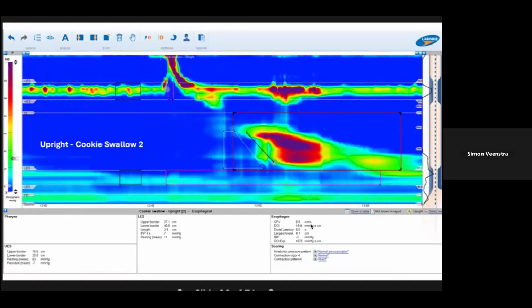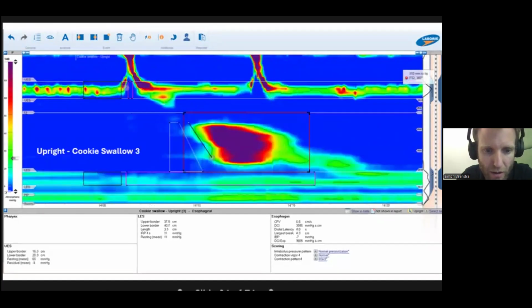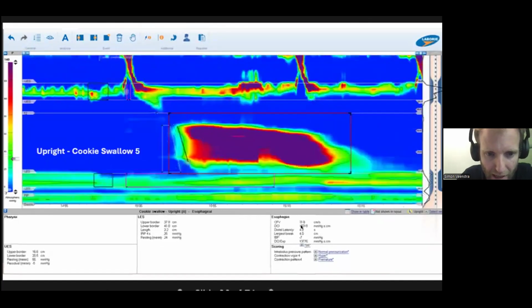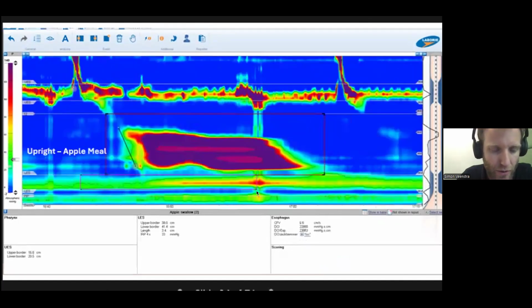If one just looks at the DCI over here, one can see that the more cookies she's eating, the higher that gets. It's up to 3,500, which is still normal, but now it goes over 8,000. And the IRP is slowly increasing as well, which obviously, as we've said, might not be reliable. But the DCI is now up to 13,000 and now 22,000. So she has basically a hypercontractile esophagus.